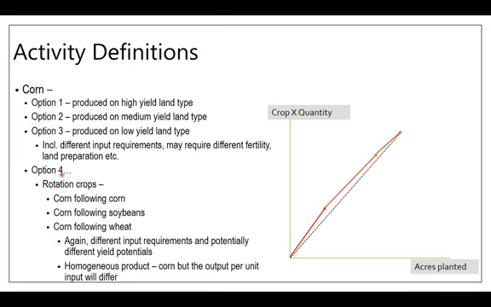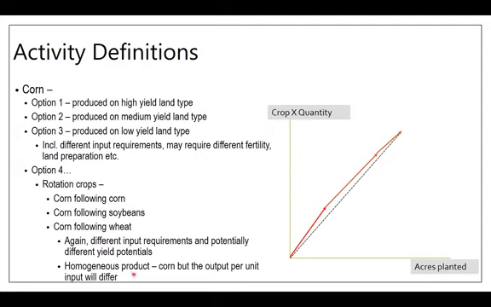There are additional options, so 4 and on, you could think about other activity definitions. Corn that follows corn, corn that follows soybeans, corn that follows wheat. Rotation crops are a big piece of linear programming. So a mixing of activities. How am I going to allocate a single resource between, say, half corn, half soybeans? It gets us into a dynamic or a sequence type of event that's a little bit different, but it may have different yield potentials, or different productivity potentials.